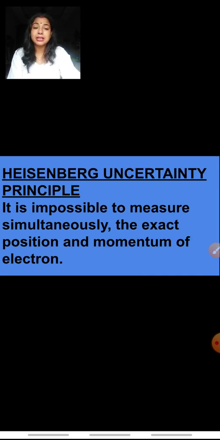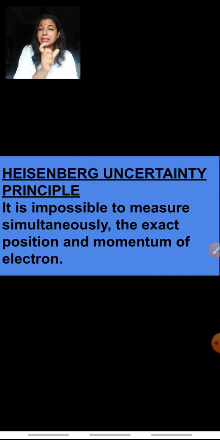Now, the second development that led to the discovery of the quantum mechanical model is the Heisenberg uncertainty principle. This principle was given by Heisenberg, so it is called the Heisenberg uncertainty principle. You will get to know the meaning of the word uncertainty in this principle. According to it, if a microscopic particle is moving, then it is impossible to measure simultaneously, that is at the same time, the exact position and momentum of an electron or any other microscopic particle.